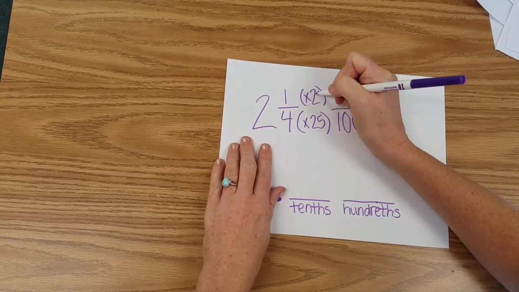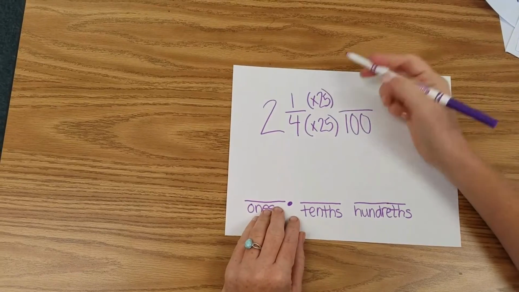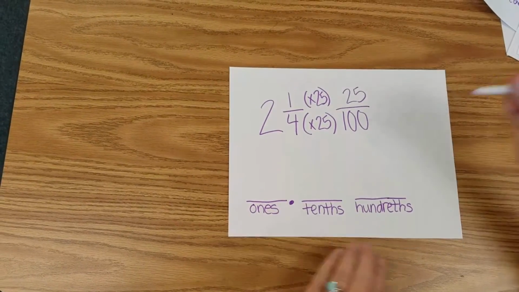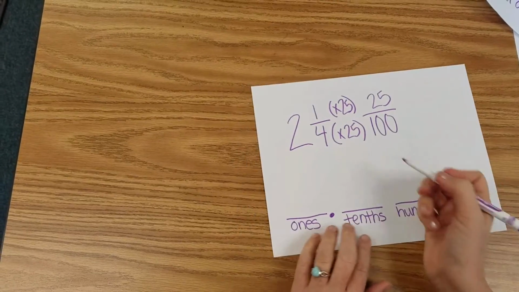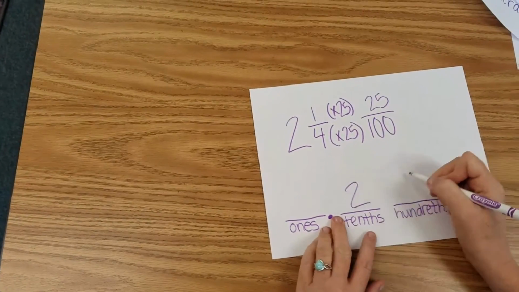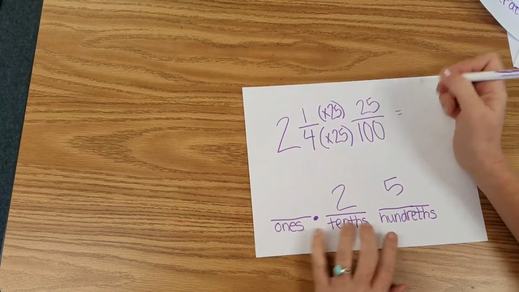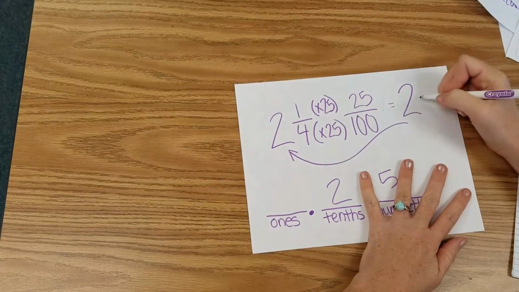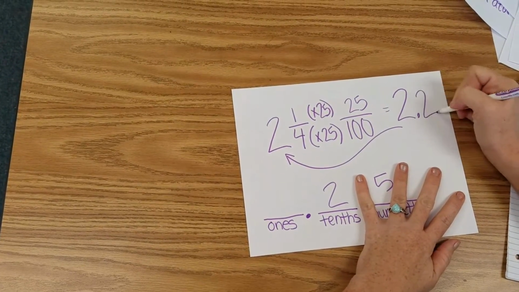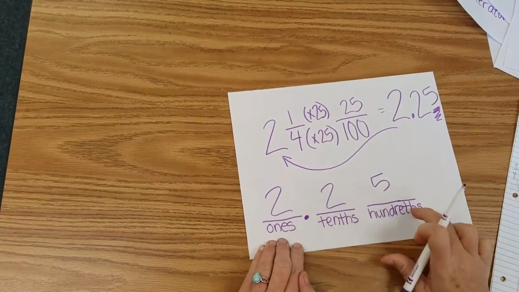So whatever I do down here, I do up here. So 1 times 25 is 25 hundredths. Now I can simply put it into my place value. I have 25 hundredths, so I'm going to rewrite it. But don't forget this guy. Don't forget my whole. I have 2 and 25 hundredths.